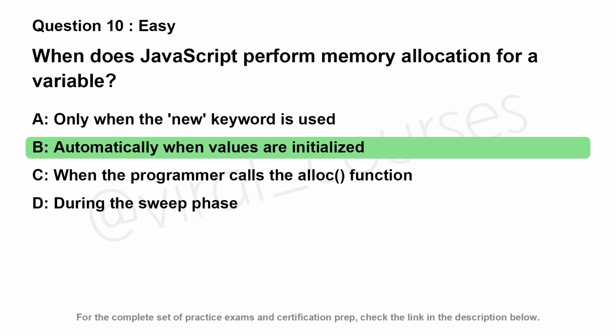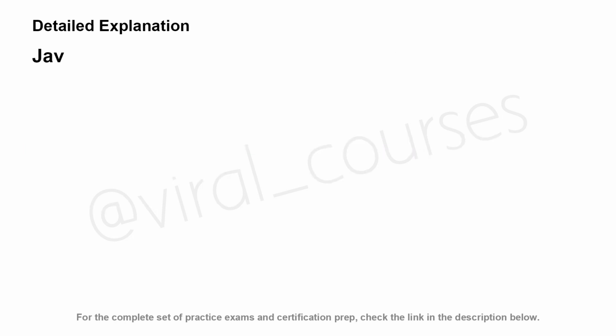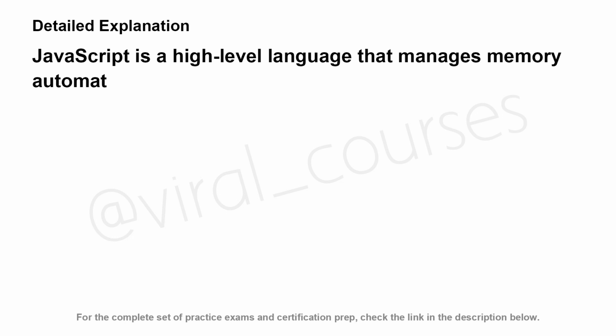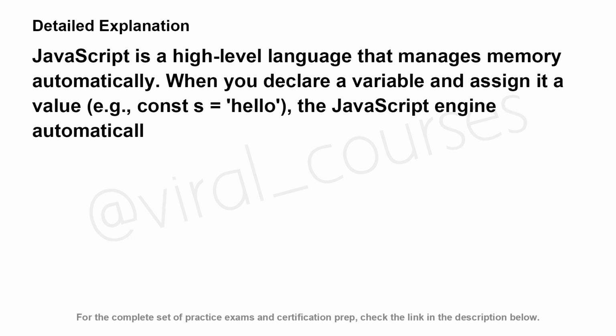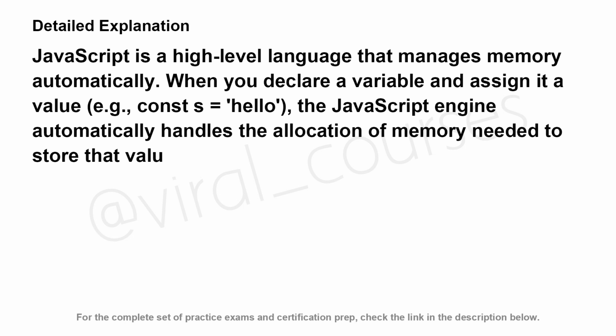The correct answer is B. JavaScript is a high-level language that manages memory automatically. When you declare a variable and assign it a value, e.g., const s = "hello", the JavaScript engine automatically handles the allocation of memory needed to store that value.